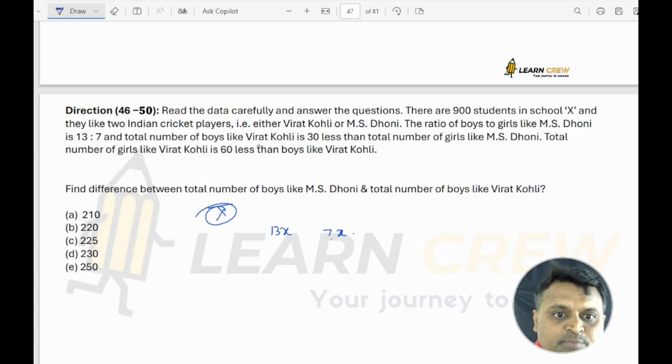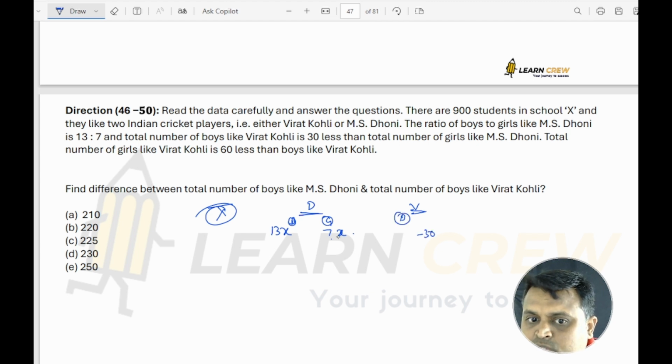And the total number of boys who like Virat Kohli is 30 less than the total number of girls who like MS Dhoni. So this is liking Dhoni. Now Virat Kohli would be how much? This is boys liking, this is girls liking. Similarly, Virat Kohli boys liking is 30 less than Dhoni girls liking.